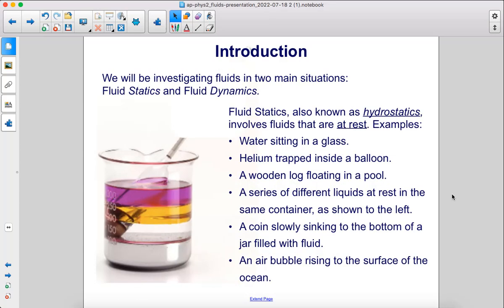We will be investigating fluids in two main situations: fluid statics and fluid dynamics. Fluid statics, also known as hydrostatics, involves fluids that are at rest. Here are some examples: water sitting in a glass, helium trapped inside a balloon, a wooden log floating in a pool, a series of different liquids at rest in the same container, as shown here, a coin slowly sinking to the bottom of a jar filled with fluid, an air bubble rising to the surface of the ocean.